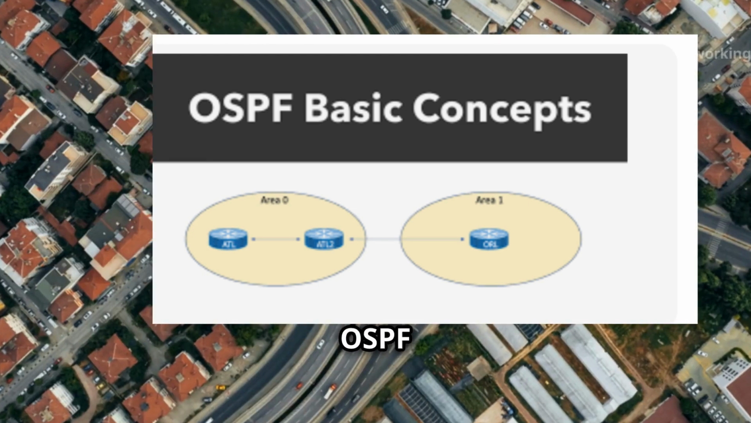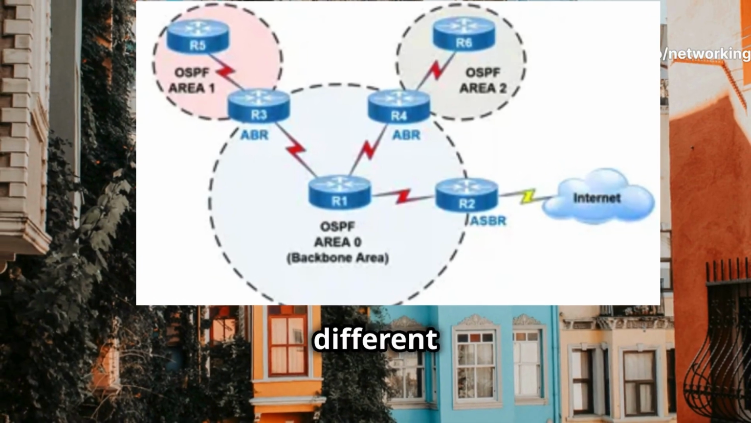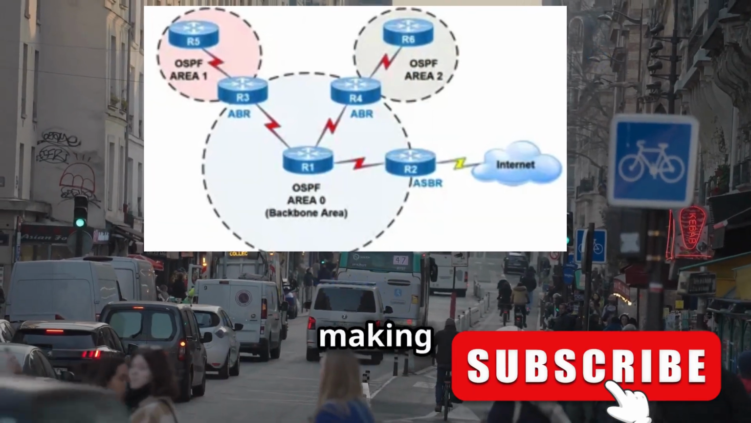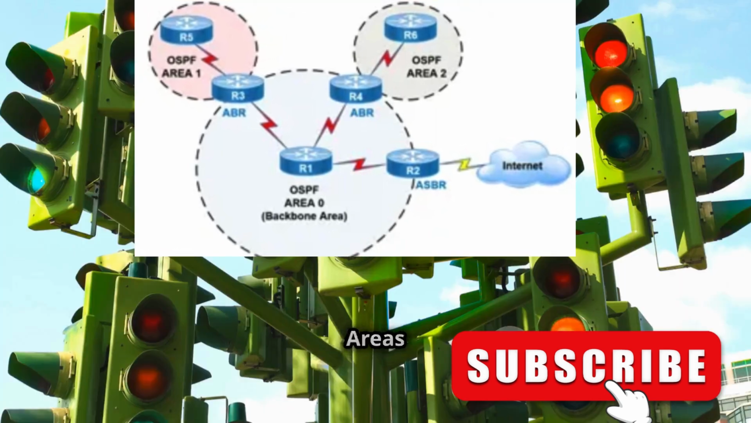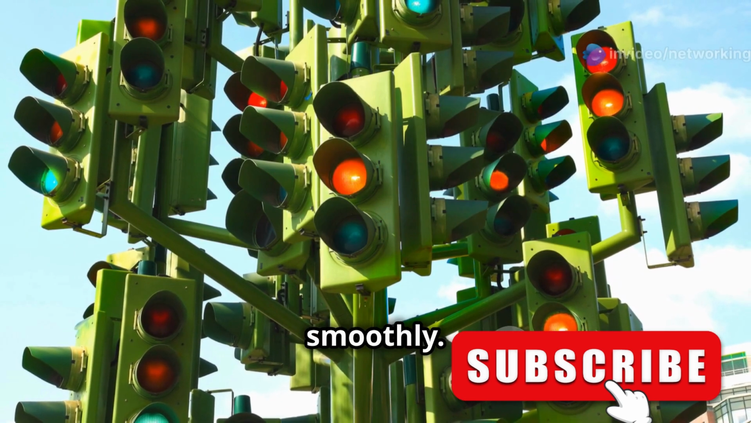Now, OSPF uses areas to organize the network. Think of areas like different neighborhoods in a city. Each area manages its own routes, making the network super fast. Areas are like traffic controllers, making sure data flows smoothly.